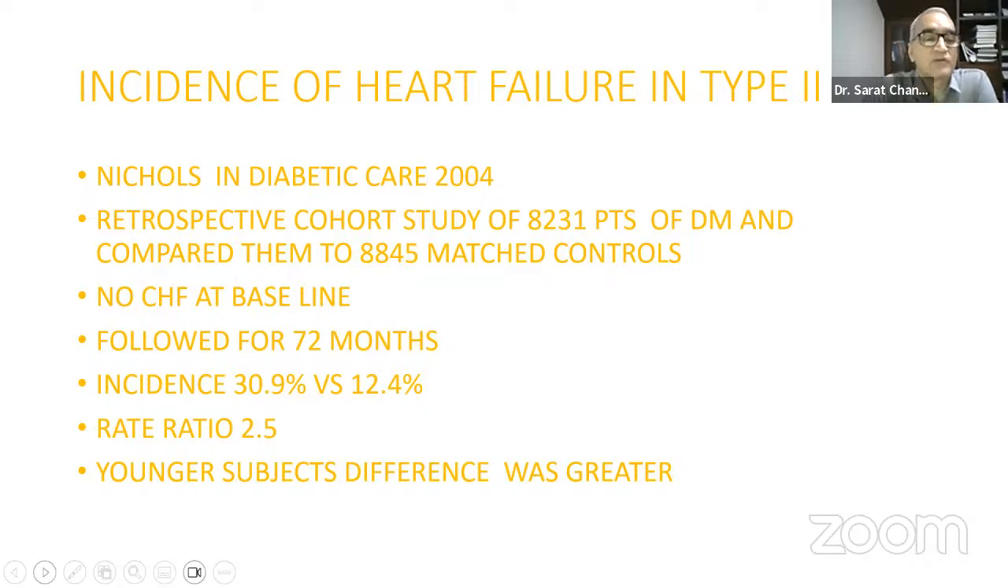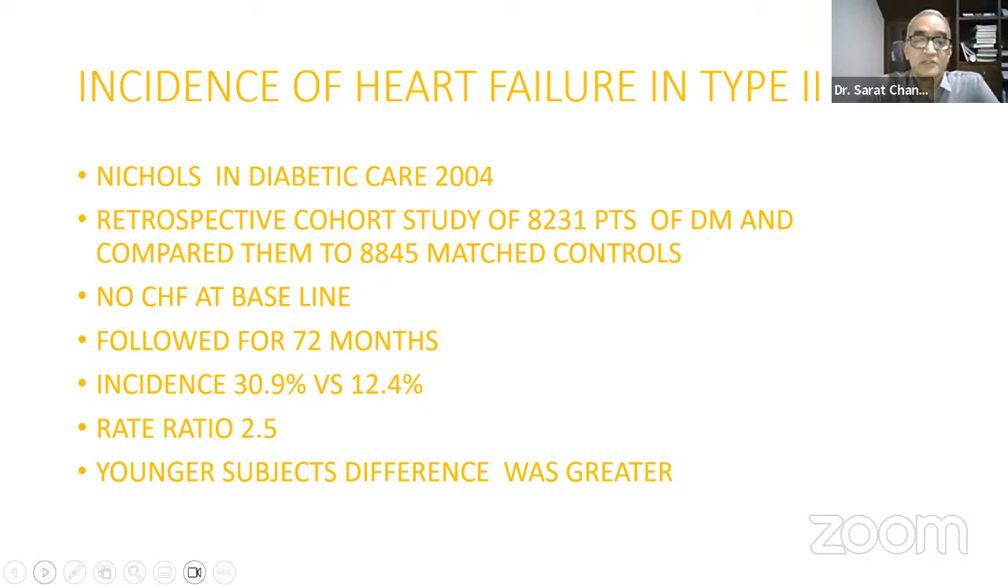How many of them developed heart failure? None of them had heart failure at baseline. And then when records were looked at for 72 months, indicating 6 years, the incidence of development of heart failure among diabetics was 30.9% versus 12.4% among non-diabetics. So the rate ratio is 2.5. That's why the general understanding is that diabetics are 2.5 times more prone to develop heart failure.